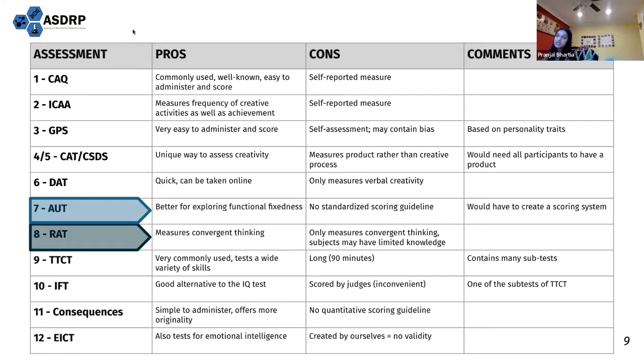Then the Divergent Association Test. This is the test where you have to list words that are least correlated with one another. Again, this is a very quick, easy online test, which is a good thing. But the con is that it's kind of narrow in that it only measures verbal creativity. So it might be a good test when paired with other ones, but not on its own.